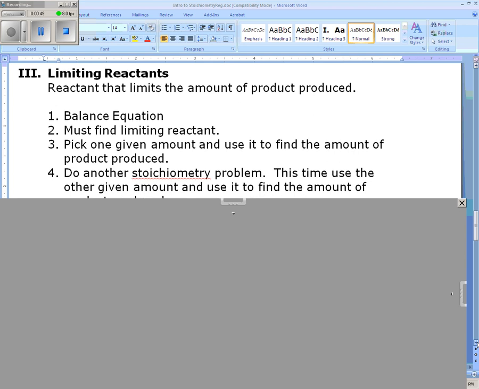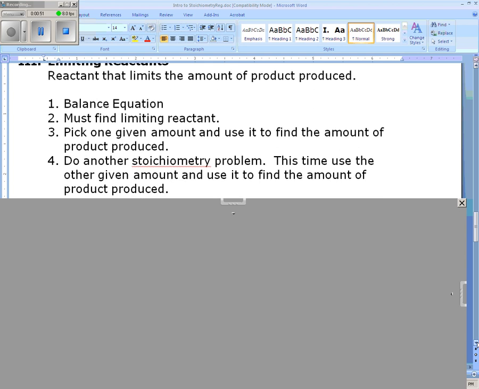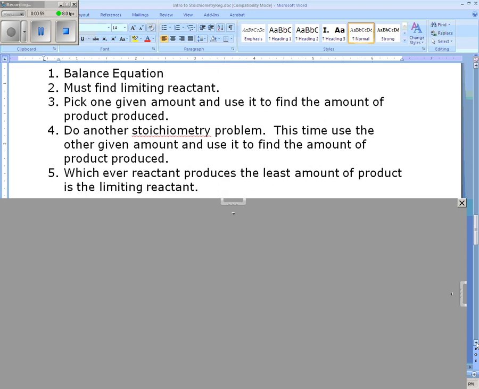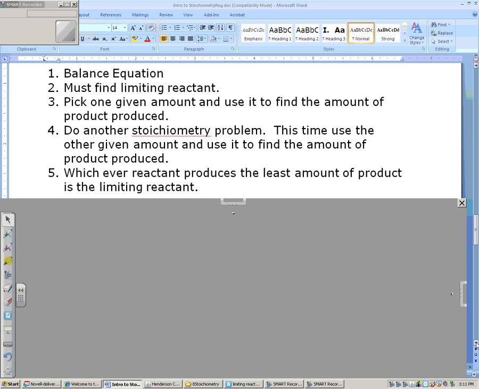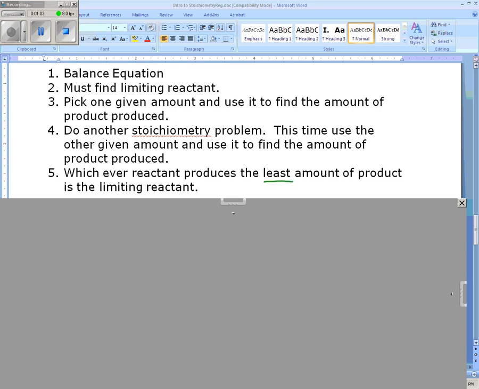Then, you're going to do another stoichiometry problem. This time, you're going to use the other given amount and use it to find the amount of product produced. And whichever reactant produces the least amount of product is the limiting reactant. And that amount of product is how much is produced. So you have to go with the least.